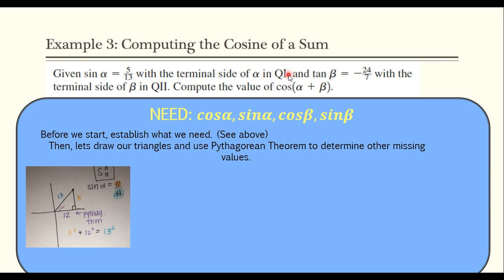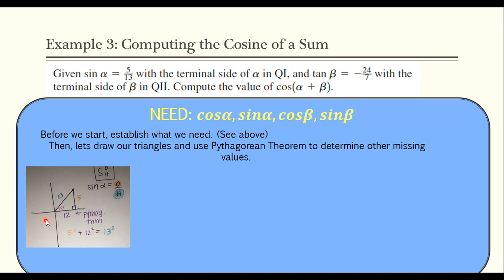And alpha ends in quadrant 1. So here's some random point in quadrant 1. Draw my triangle, right? This is my angle alpha right here. Opposite is 5, hypotenuse is 13. The way I can find this value is by my Pythagorean theorem. So 5 squared plus 12 squared is 13 squared.